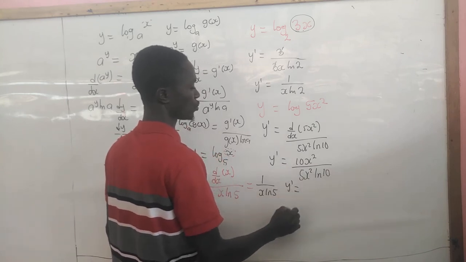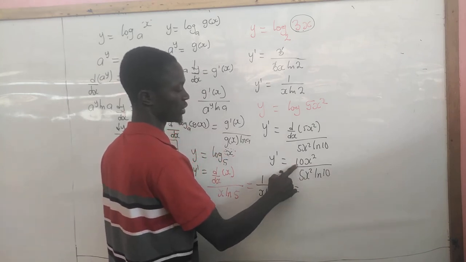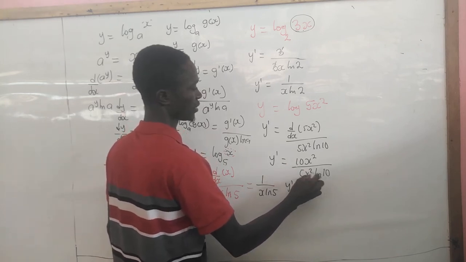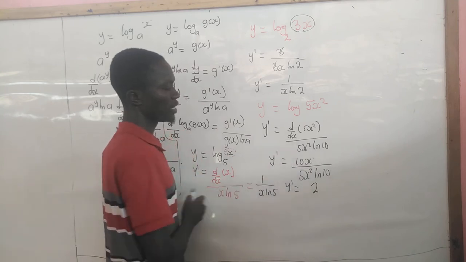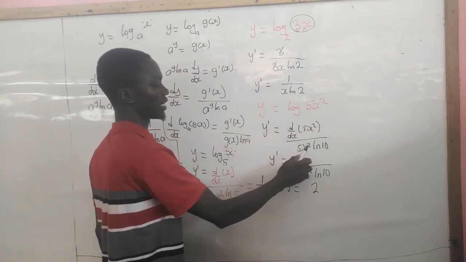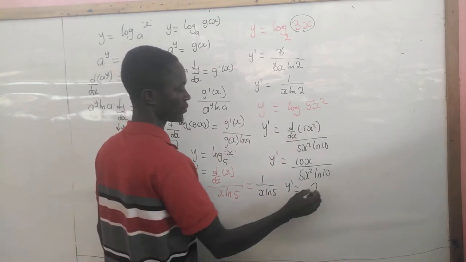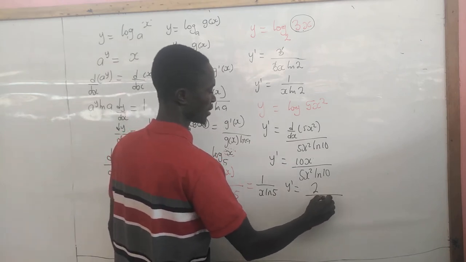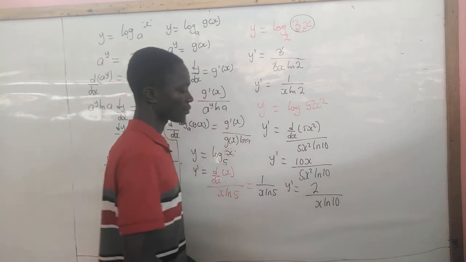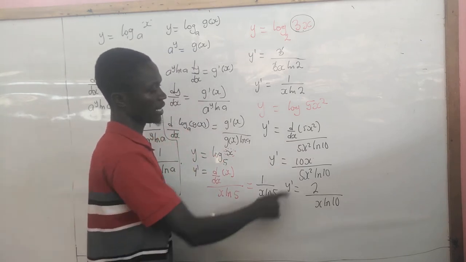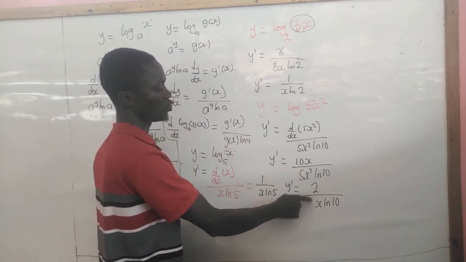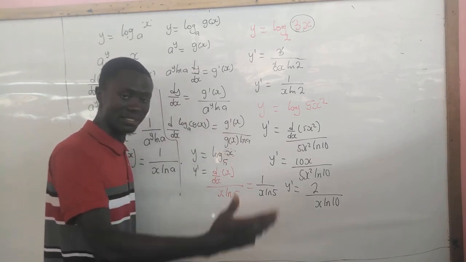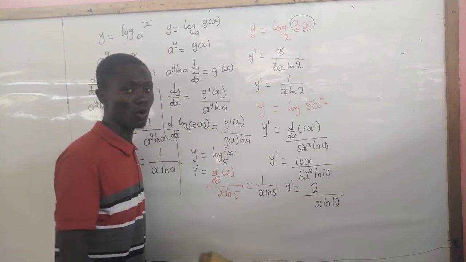Y prime will be equal to, 5 will go into 10, 2. And here, x squared, sorry, there won't be any squared. 2 times 5 is 10, so there won't be any squared. All divided by x times the natural log of 10. Because here, x will go to itself, 1, x will go here, x. Very simple as that. Now let's move on to more complex ones.